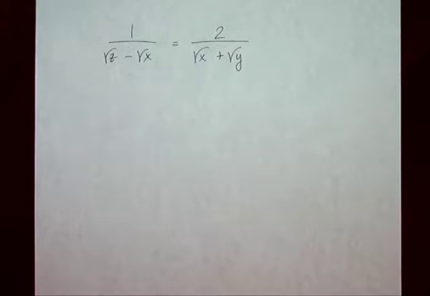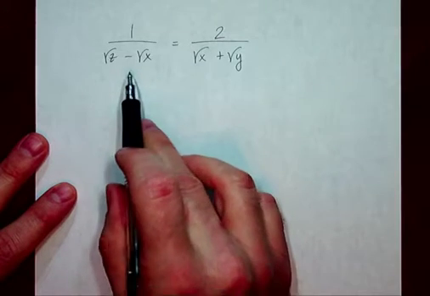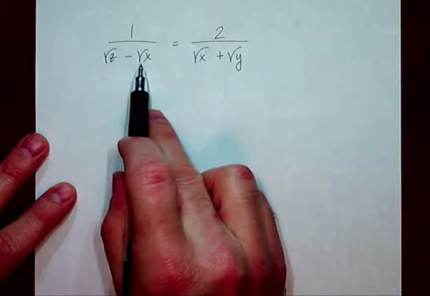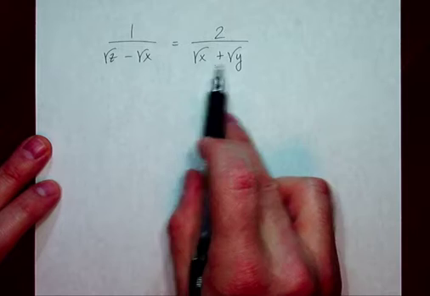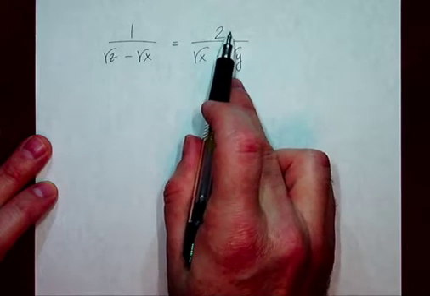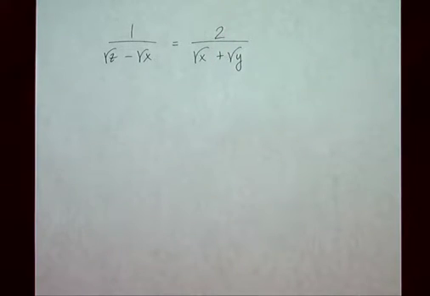Now remember, when you're dealing with a proportion, you can actually rearrange the proportion however you want, as long as the cross products wind up being the same. So actually you could change it to the square root of z minus the square root of x over the square root of x plus the square root of y is equal to 1 over 2, right?